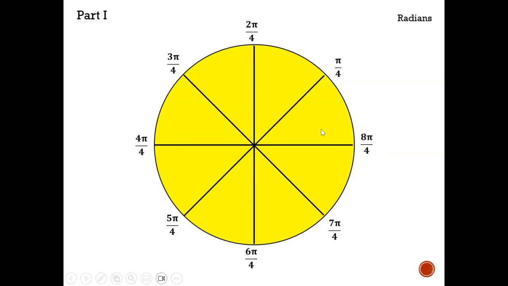Now these that I'm going to highlight can be reduced. You see, 2 pi over 4 will be pi over 2. 4 pi over 4 will give us pi.